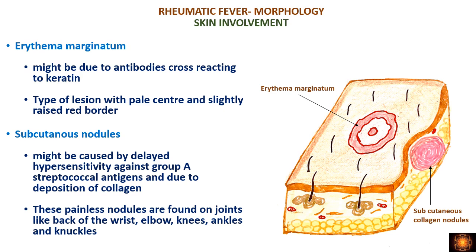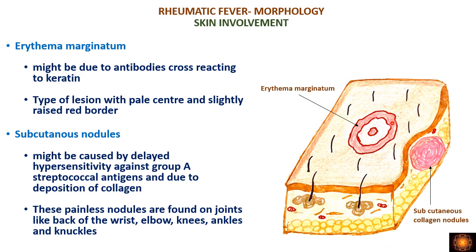Now the changes in the skin, we have two lesions, erythema marginatum and subcutaneous nodules. Erythema marginatum is mainly because the antibodies attack the keratin. So it is because of the cross reaction of the antibodies with the keratin. Typically the lesion will have a central pale area which is surrounded by a raised erythematous area at the periphery. Red border will be present at the periphery.